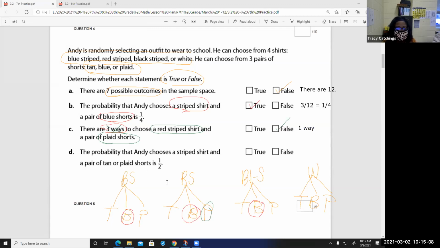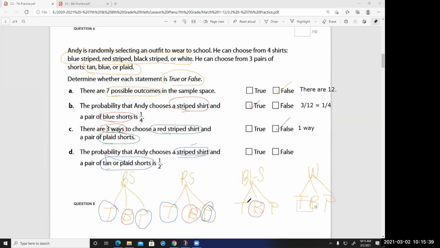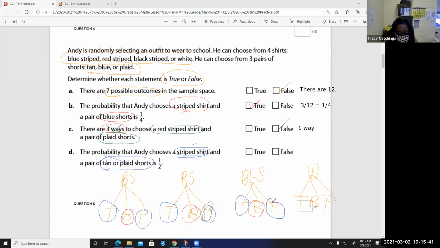All right, and then D says the probability that Andy chooses a striped shirt and a pair of tan or plaid. Striped shirt, tan, or plaid. All right, then they gave us some specifics, tan, plaid. So do your blue stripe with tan, blue stripe with plaid, and then do the same for red stripe, and then with black stripe. So now, how many we have in the blue?